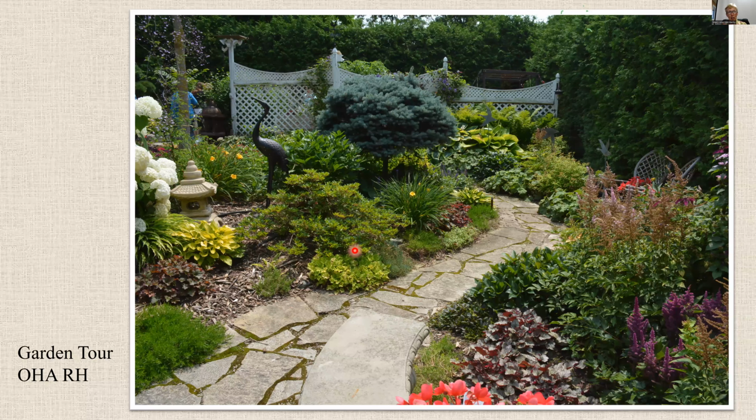And this is in Richmond Hill on the OHA garden tour again. And again, we've got heuchera, stilbe, hostas, more heuchera, some evergreens mixed in, hydrangea, more hostas back here. So the ferns back here. Just jam-packed, full of plants, and just looking lovely for it.